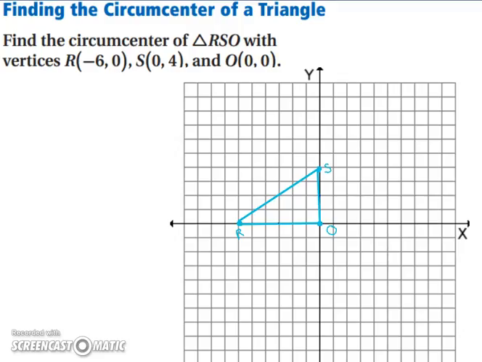Alright, so now let's try practicing finding the circumcenter of a triangle. Find the circumcenter of triangle RSO when it has the vertices R is (-6, 0), S is (0, 4), and O is (0, 0). So our first step is to draw the triangle as you see here. Once you have the triangle drawn, you want to find the middle of each of your sides. So the middle of RO is going to be right here. And the middle of SO is going to be here. And then you want to travel the perpendicular bisectors of those. You can find the third one as a double check.